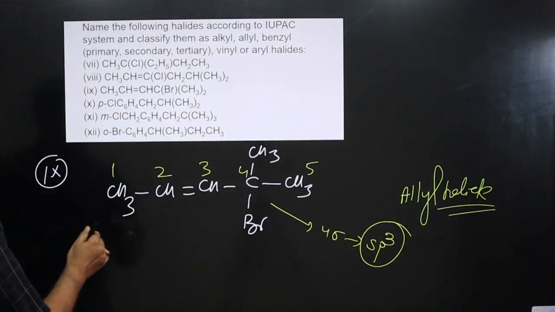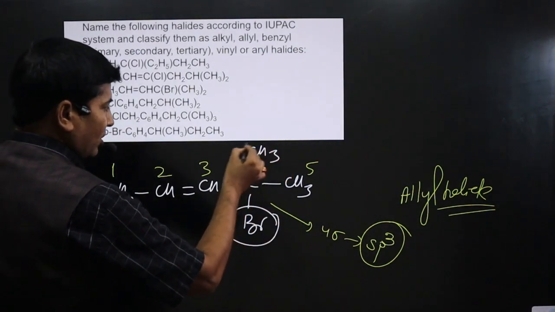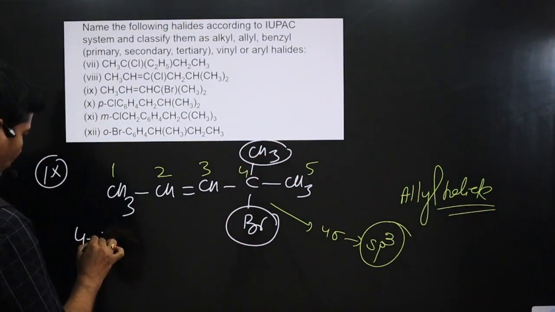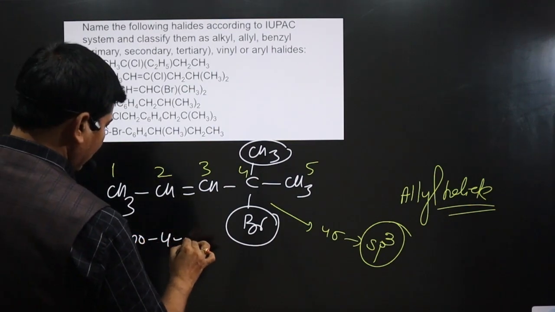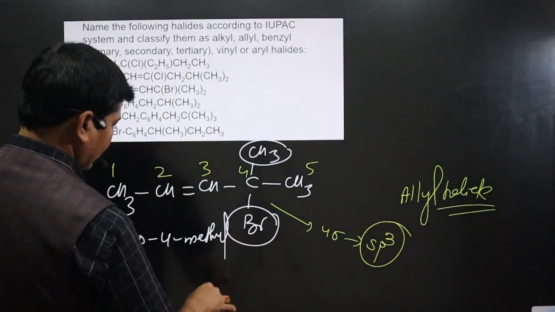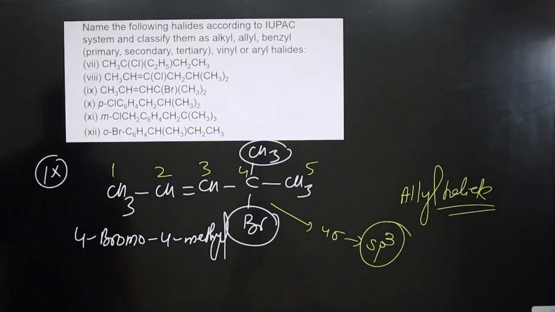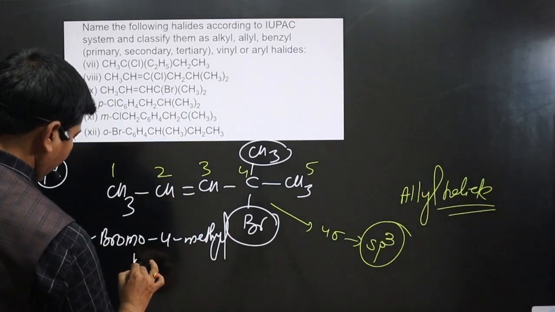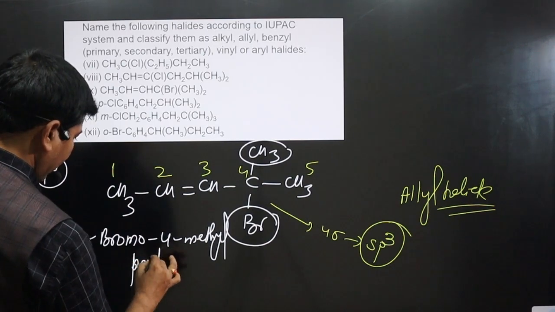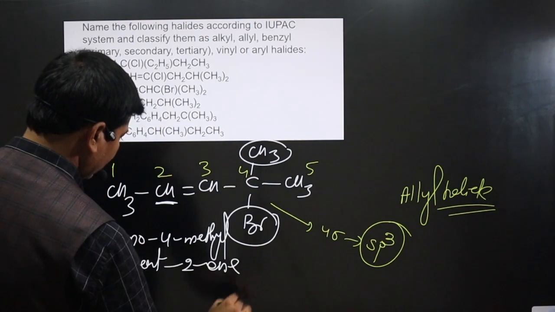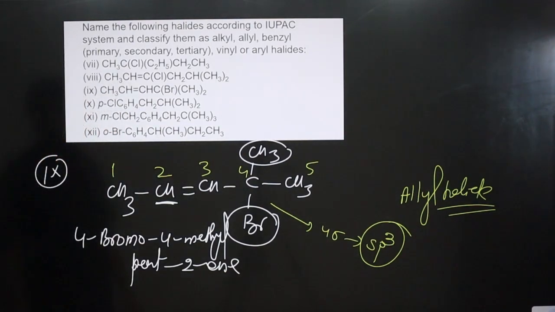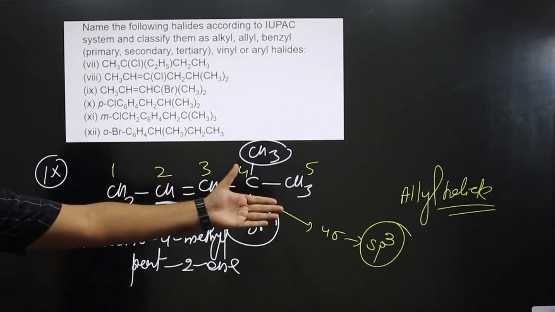The name is clear. This is bromo, this is methyl. So we got 4-bromo, 4-methyl, pent, and at the second carbon a double bond is there, so we mention 2-ene. 4-bromo-4-methylpent-2-ene, and the classification is allyl halide.